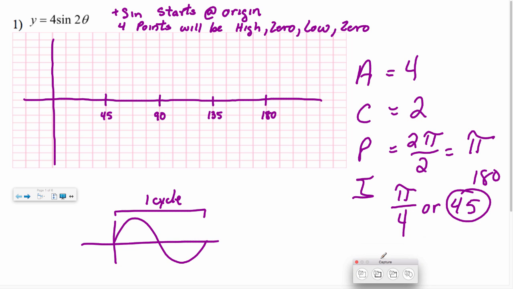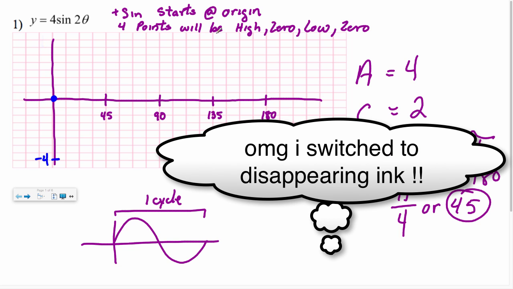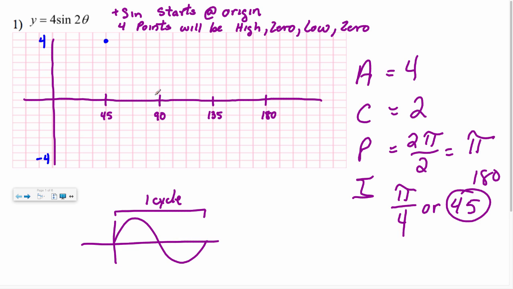What I wanted to show you was that the sine graph starts at the origin. Our amplitude is 4, so let me mark this on my y-axis. We're going to start here, and our points will be high, 0, low, 0. At the first interval, we'll be all the way at our high point, which will be right here. At the second interval, we'll be back down at our 0. At the third interval, we'll be at our low point. And at the fourth interval, we will be back at the 0. High, 0, low, 0. So let's graph these. And there you go. That's the sine graph as given, y equals 4 sine 2 theta.